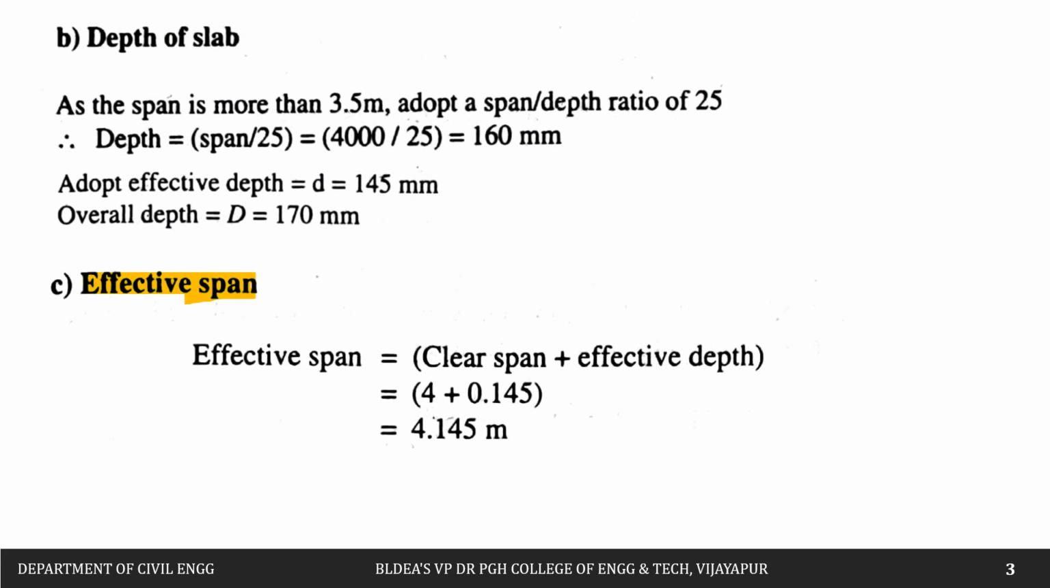Then next let us try to calculate the effective span. Effective span will be equal to clear span plus effective depth. So 4 plus effective depth, which we have taken as 145 mm. Therefore effective span will be 4.15 meters.